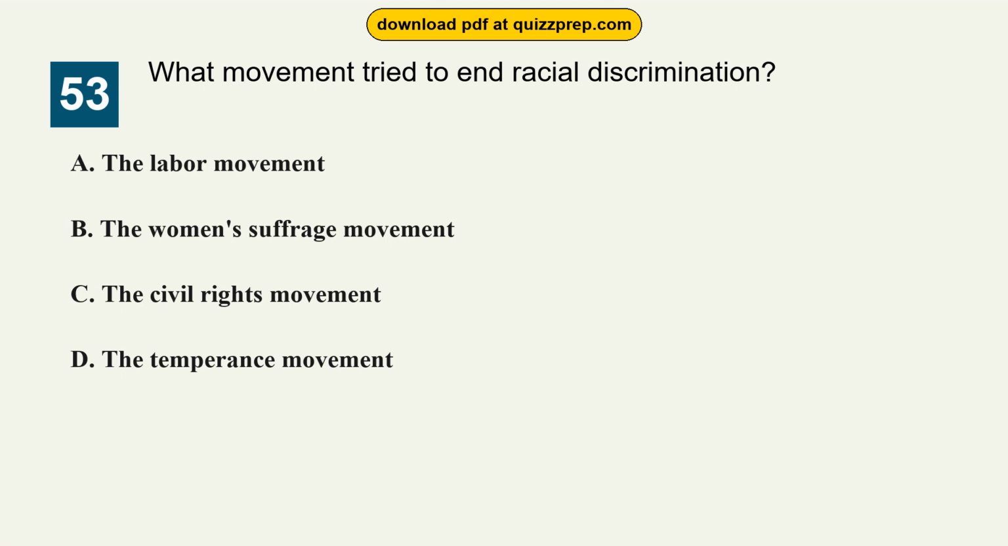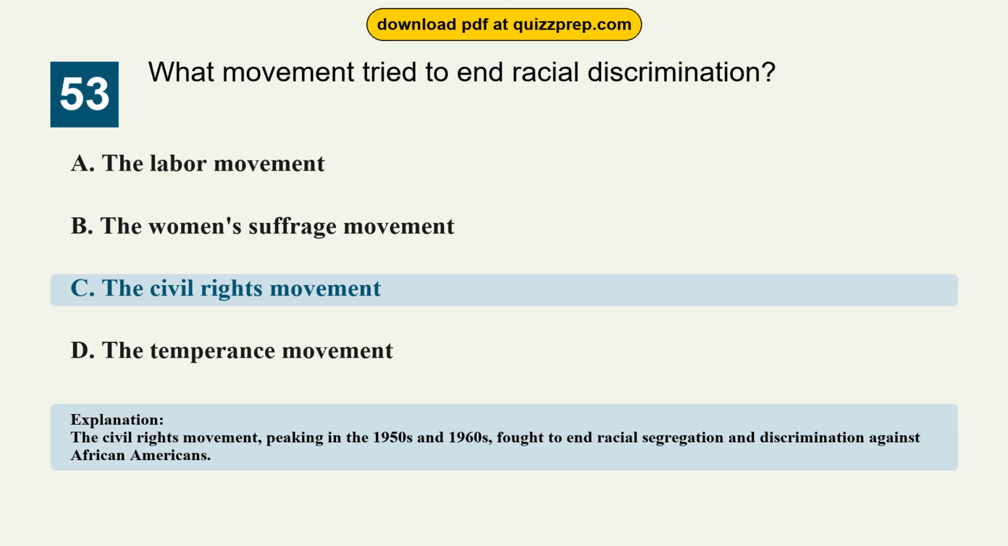Option A, the labor movement. Option B, the women's suffrage movement. Option C, the civil rights movement. Option D, the temperance movement. The correct answer is option C, the civil rights movement. The civil rights movement, peaking in the 1950s and 1960s, fought to end racial segregation and discrimination against African Americans.